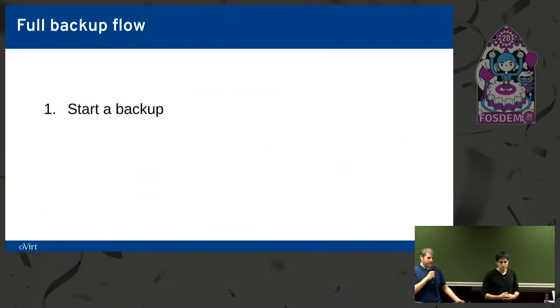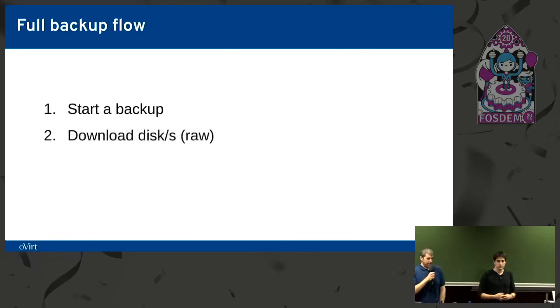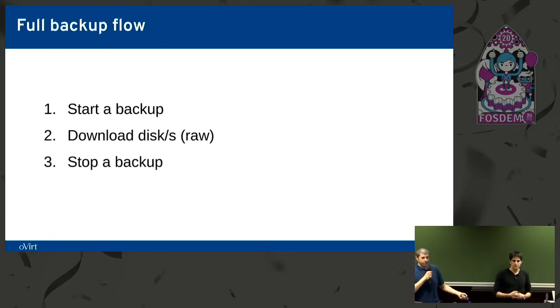First, we start the backup. We have a simple API for that. Second, download the disks in RAW format. We don't care about the source format. We get it in RAW. And last, stop the backup. And there is no step 4. Simple API, simple flow. oVirt does all the heavy lifting behind the hood. Actually, libvirt and QEMU do the heavy lifting, but oVirt manages all of it.